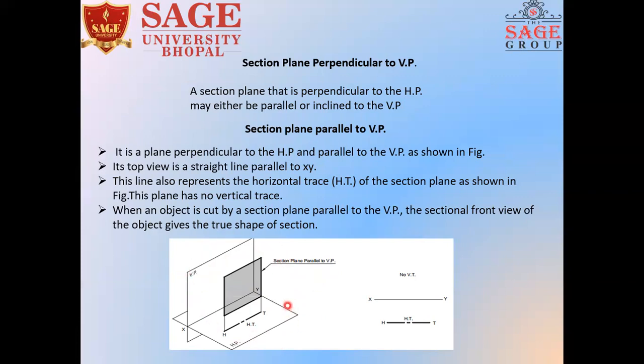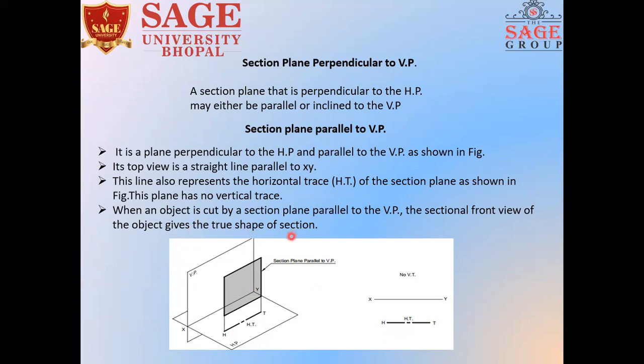In this case, it will never cut the front view. It will always cut the top view, and the cutter position will also be parallel to XY. Now here the cutter position is the horizontal trace, which is parallel to XY. But in this case, you will cut only the top view, and the sectional view will be the front view. So its top view is a straight line parallel to XY. This line also represents the horizontal trace of the section plane shown in the figure.